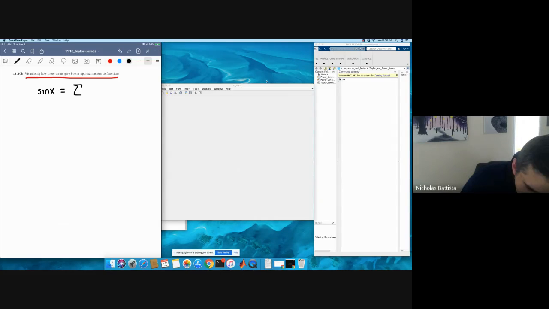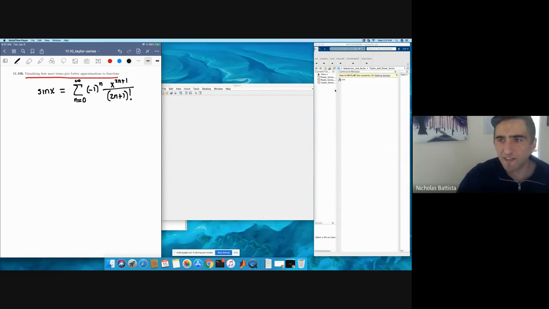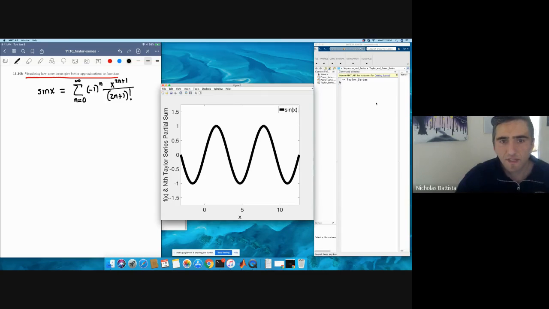And remember sine's Taylor series, or Maclaurin series, a Taylor series centered at 0, is equal to the infinite series from n equals 0 to infinity of (-1)^n x^(2n+1) all over (2n+1) factorial. So let's just remember what sine looks like. So our sine function, this is sine between about, I think, negative pi and 3 pi.